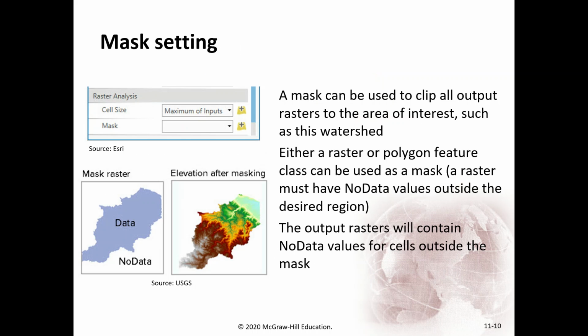Another important environment setting when working with rasters is the mask. And a mask can be used to clip all output to the area of interest. So say you're working in a watershed, no matter what raster tools you use, if you set the mask, all cells outside of the mask area you set, which can be a polygon or a raster data set, will be set to no data.